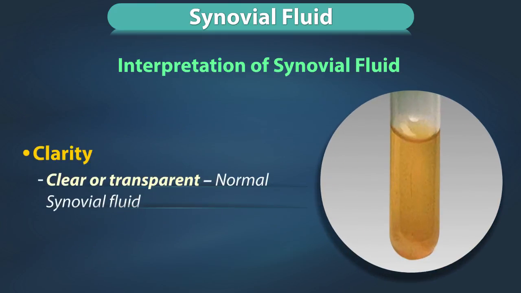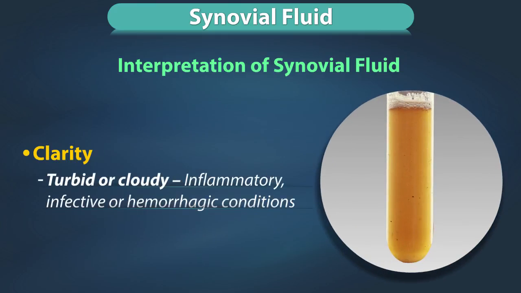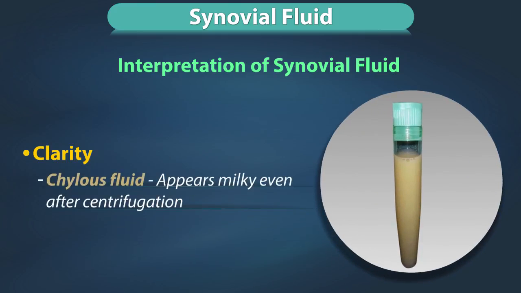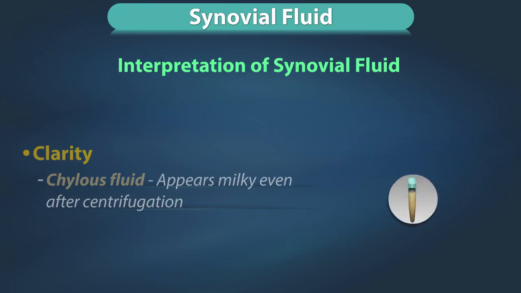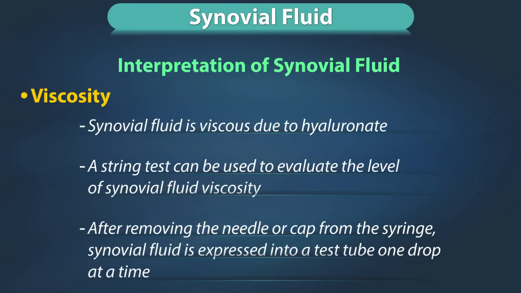Clarity. Clear or transparent fluid is normal synovial fluid. Turbid or cloudy indicates inflammatory, infective, or hemorrhagic conditions. Chylous fluid appears milky even after centrifugation. Viscosity. Synovial fluid is viscous due to presence of hyaluronate.